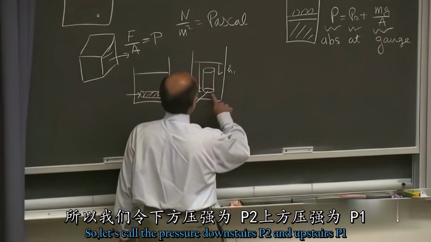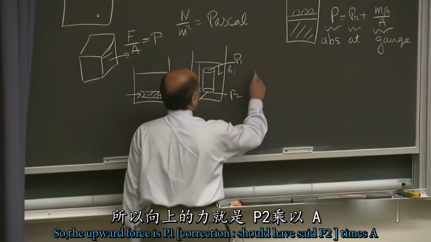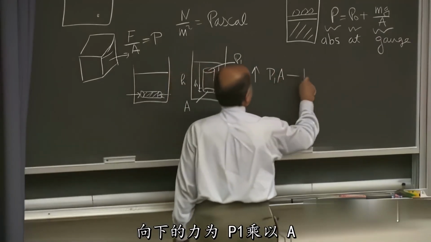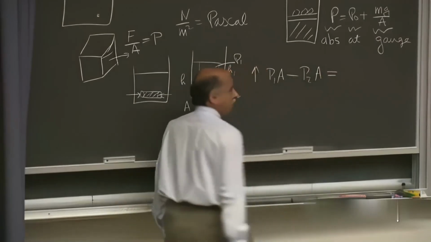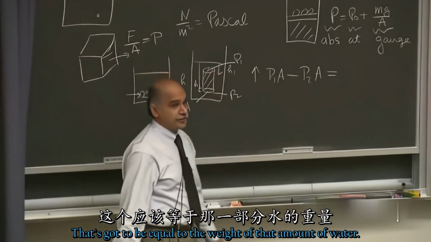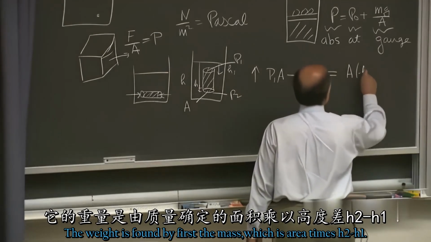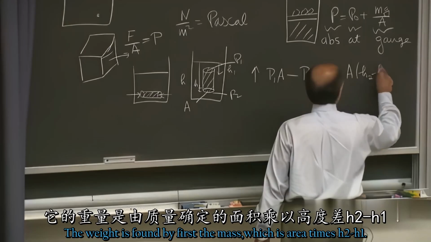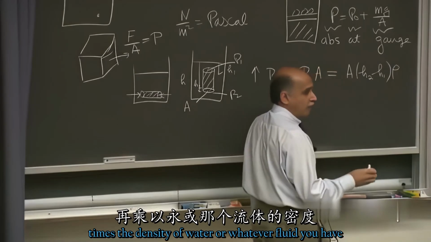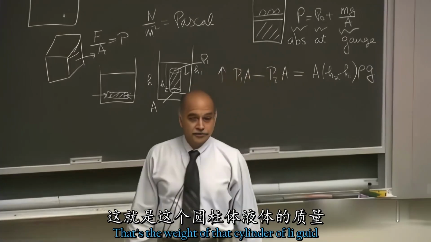So let's call the pressure downstairs P2 and upstairs P1. Then the upward force is P1 times A. The downward force is P2 times A. That's the net upward force. That's got to be equal to the weight of that amount of water. The weight is found by first the mass, which is area times (h2 minus h1). That's the volume of the cylinder, times the density of water or whatever fluid you have. That's the mass of the cylinder. That's the weight of that cylinder of liquid.